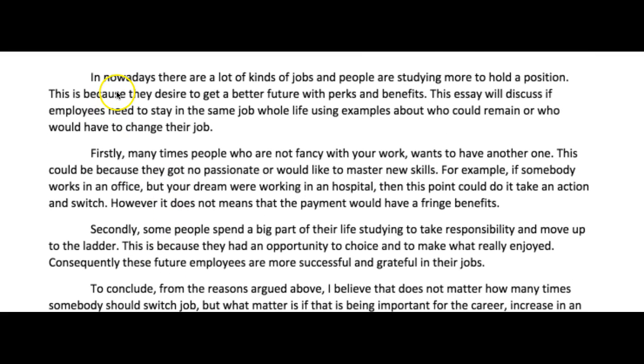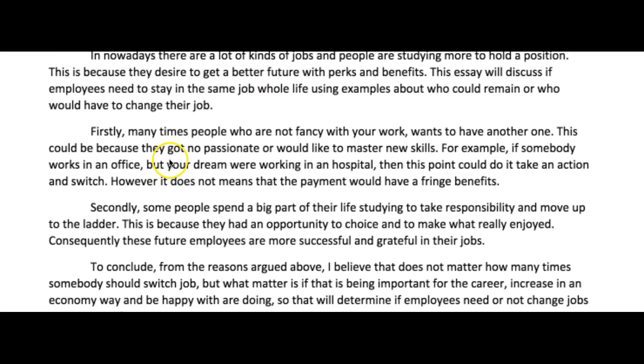Let's see. Nowadays, nowadays there are a lot of kinds of jobs and people are studying more to hold a position. Okay. This is because they desire to get a better future with perks and benefits. Good. This essay will discuss if employees need to stay in the same job their whole life, comma, using examples about who could remain or who would have to change their job. Fine. Here I would have said employment instead of job, just to introduce a bit of variation.